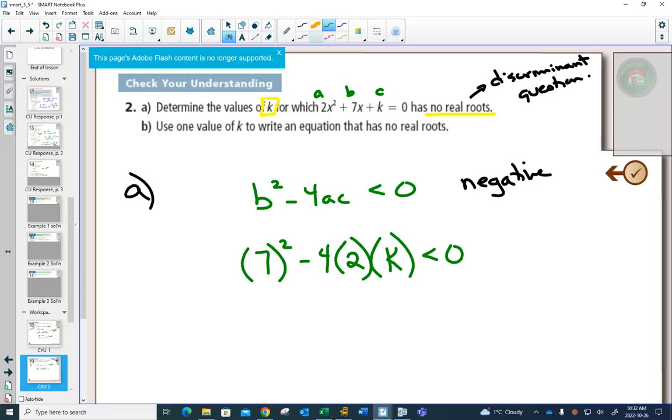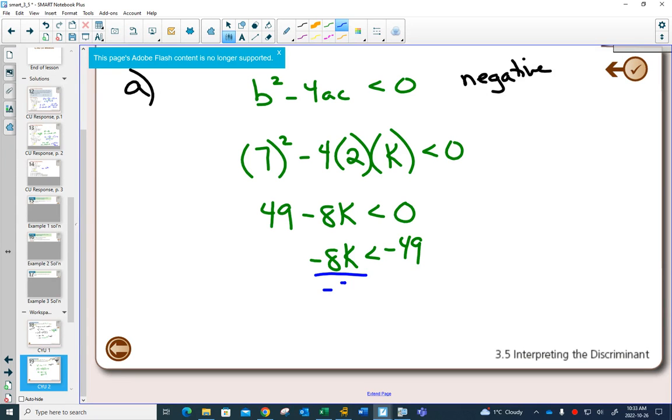Can you rearrange this and solve? Well, 7 squared would be 49 minus 8k is less than 0. If I wanted to get k by itself, I can move the 49 to the other side. And now we have to remember an inequality rule from grade 9. Inequalities are like equal signs. Notice how I moved the 49 over to the other side by subtracting 49 on both sides. Just like equations, to get k by itself, the next step that I'm going to need to do is divide both sides by -8.